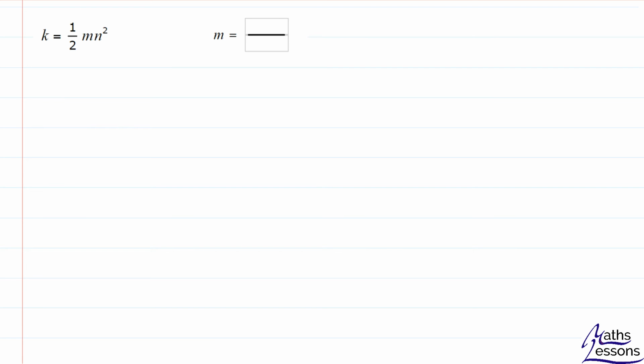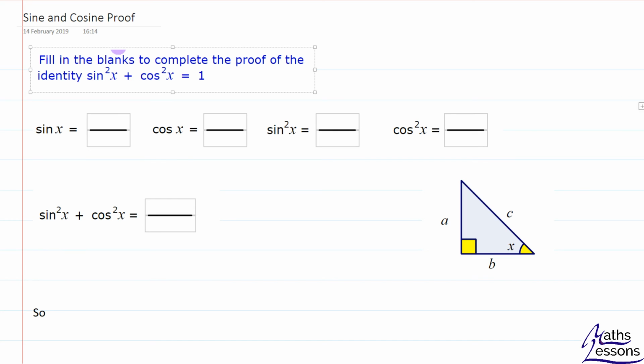Right, so let's do that one. And remember, work from the outside in. We've got the m. Let's just get rid of the half by timesing by 2 first. So we get 2k equals mn squared. And then divide by the n squared, we get 2k over n squared equals m. There we go.